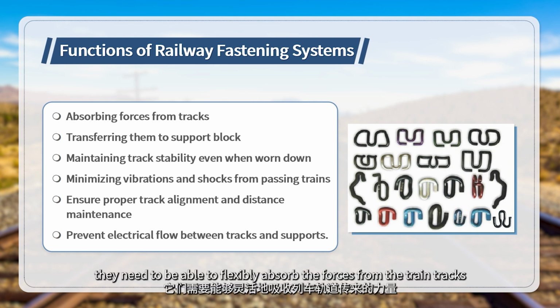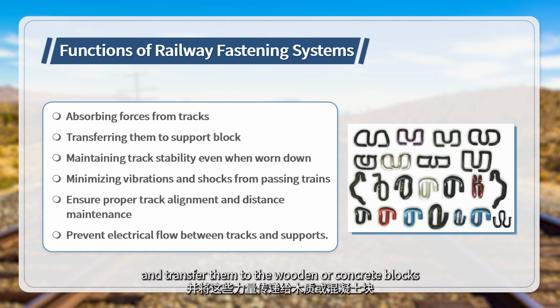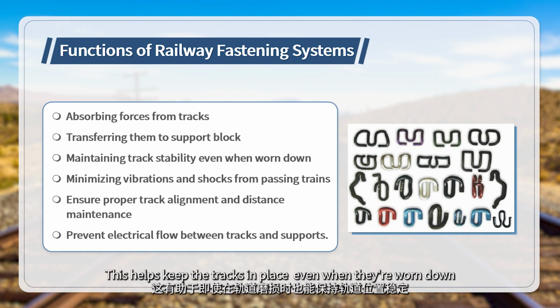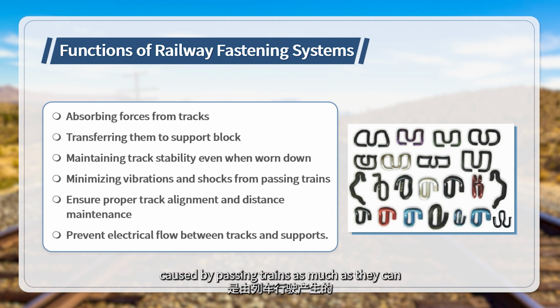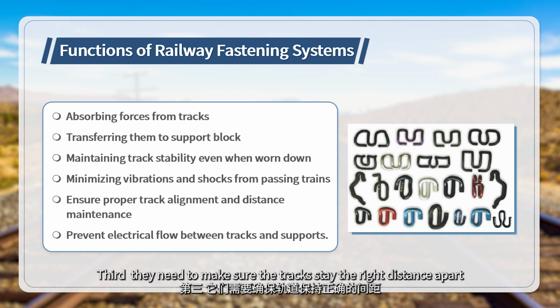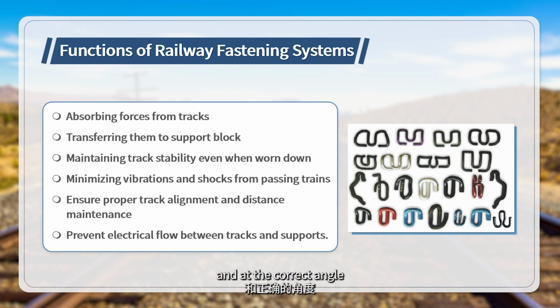The fastening system has several important jobs. First, it needs to flexibly absorb the force from the train tracks and transfer it to the wooden or concrete blocks that support the tracks. This helps keep the tracks in place even when they are worn down. Second, it should reduce the vibrations and shocks caused by passing trains as much as it can. Third, it needs to make sure that the tracks stay the right distance apart at the correct angle. Lastly, in some cases, it also has to keep electricity from flowing between the tracks and the supports.